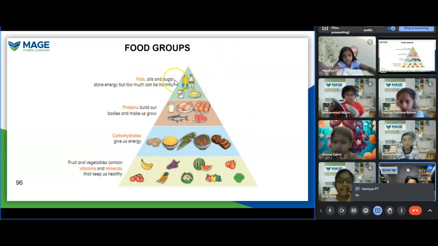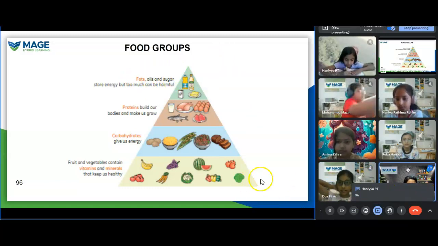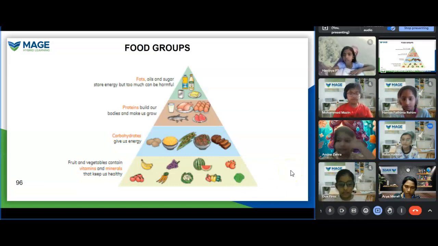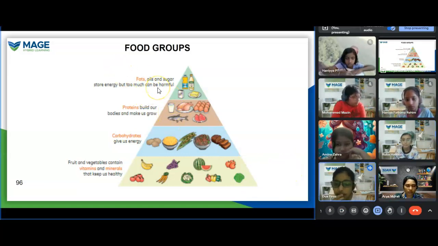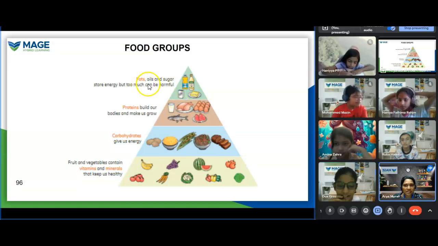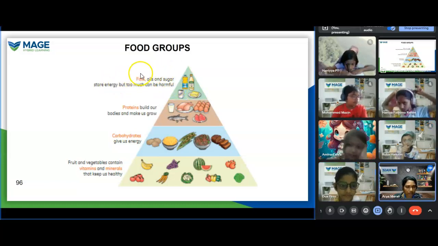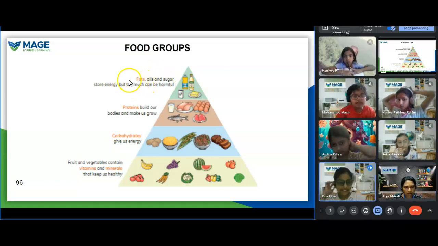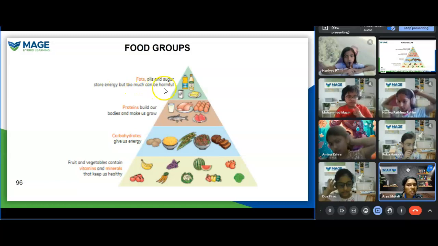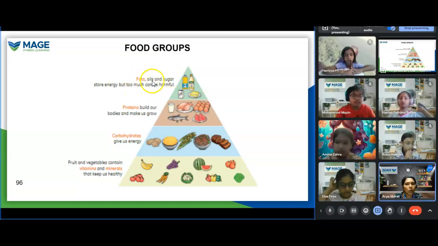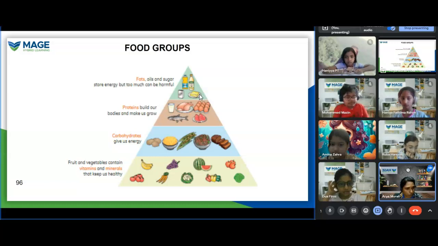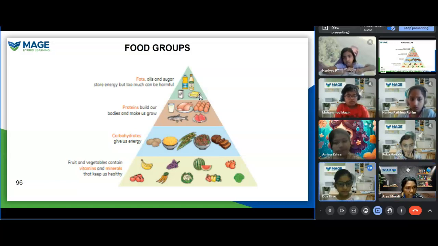Fat, oil, and sugar. Then you may understand, right? I think you are familiar with oil and sugar. Fat stores energy, but too much can be harmful. So these fats, oils, and sugar help us to store energy. These are energy giving foods. They help us store energy in our body. But if we take too much oily food, what happens?